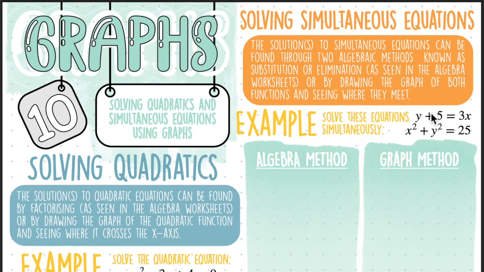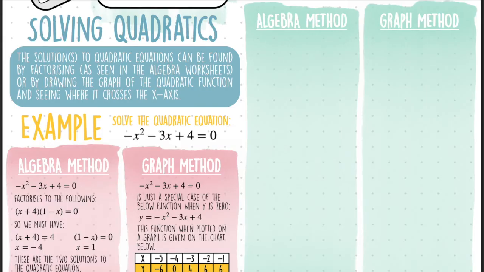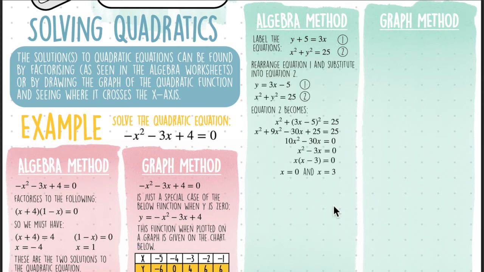So I've gone over how to algebraically solve simultaneous equations in a previous algebra worksheet and video, but I'll quickly just go over it now. So this is the example: solve these equations simultaneously. So the first thing I like to do is to label my two equations. I then go down one of two method paths. I either eliminate or I substitute. So here I've rearranged equation 1 and substituted it into equation 2. I've then reduced equation 2 to find two x solutions. X is 0 and x is 3.